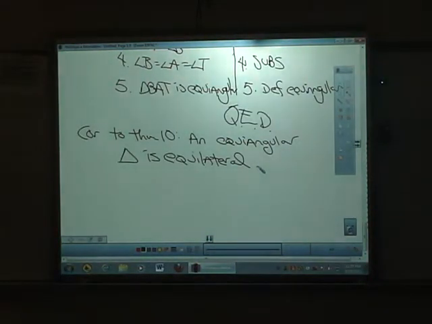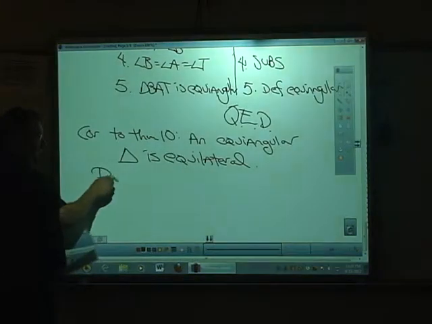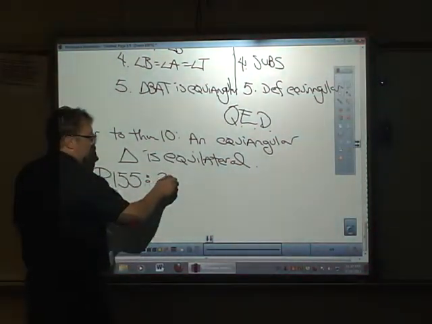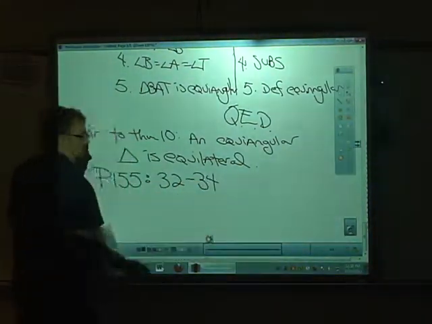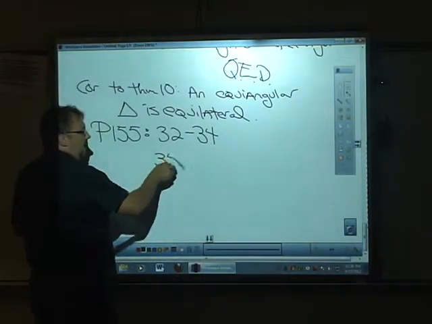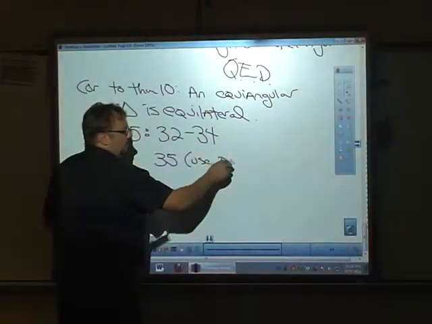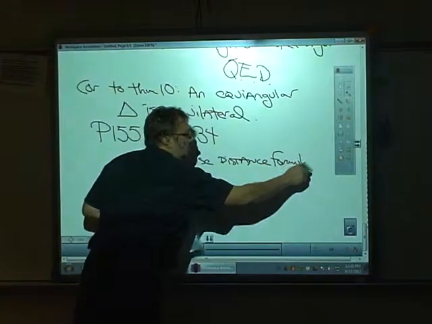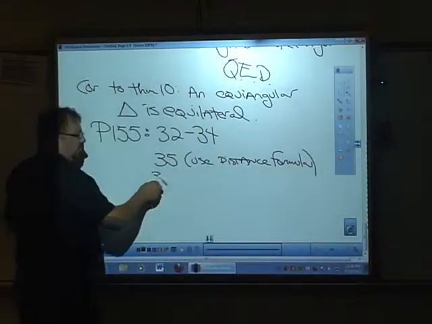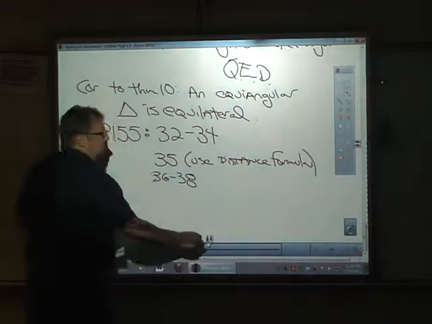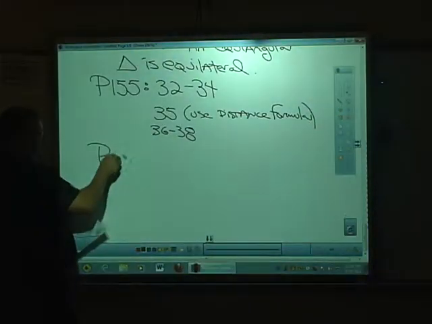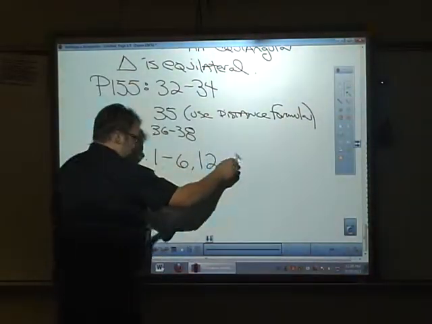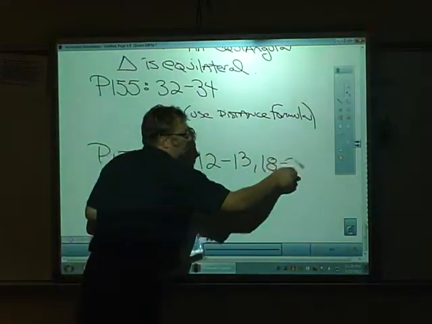And well, that's it for today. So the lesson for tonight, the assignment will be page 155, question number 32 to 34. For 35, you should use the distance formula, which you should have memorized by now. And then 36 to 38. It will also include one other page, page 159, 1 through 6, 12 to 13, and 18 to 21.